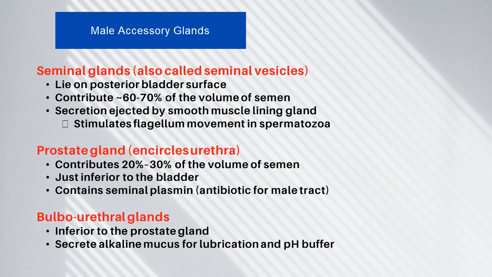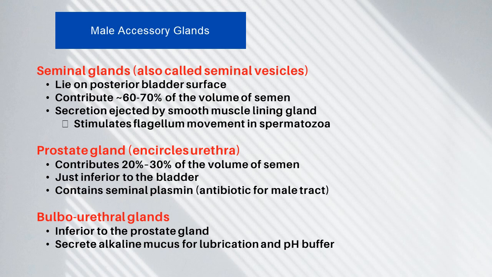First, seminal gland or seminal vesicle. For these seminal glands, they lie in the posterior bladder surface. And seminal glands contribute about 60 to 70% to the semen volume. Okay? So this makes the seminal gland the highest contributor as compared to other glands. Okay?